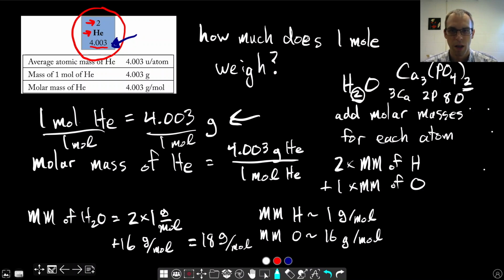So in the next video, we'll look at an example of how we can use this idea of moles and molar masses to convert between different quantities, between masses in grams, numbers of particles, and moles of a substance.